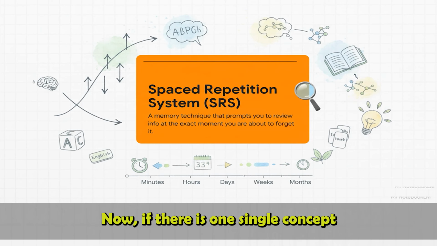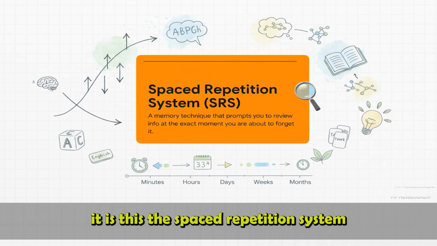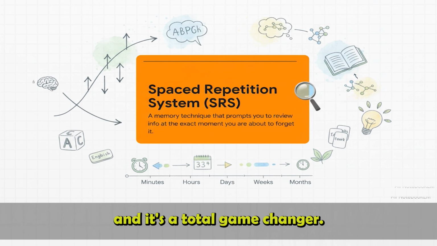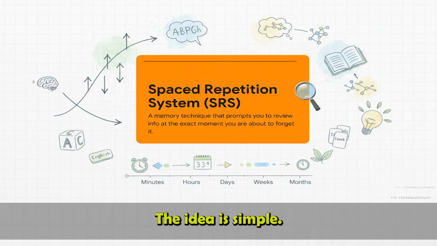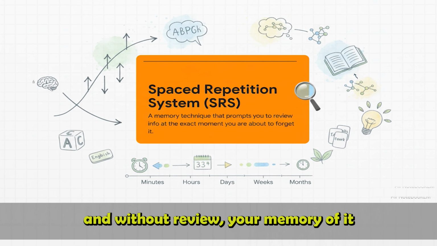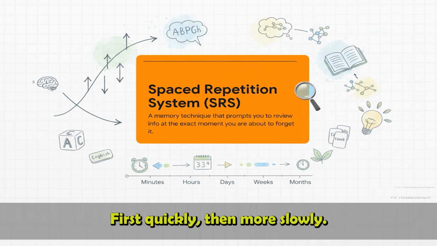Now, if there is one single concept you need to understand in this section, it is this: the Spaced Repetition System, or SRS. This is not just some fancy tech buzzword. It's a scientifically validated memory hack, and it's a total game changer. You're probably familiar with something called the forgetting curve. The idea is simple. You learn something new today, and without review, your memory of it fades away over time, first quickly, then more slowly.